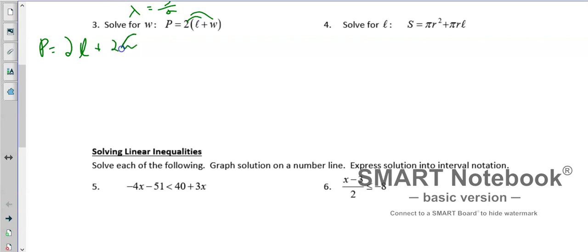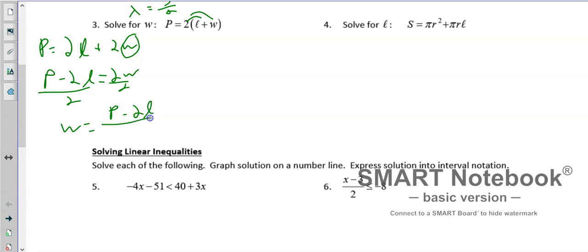Now we're trying to get W by itself. So I'm going to subtract the 2L and get P minus 2L equals 2W. And then just divide by 2. And that's going to give me W equals P minus 2L over 2.